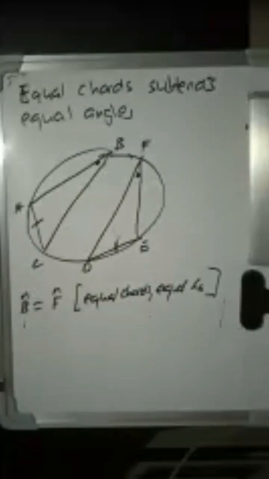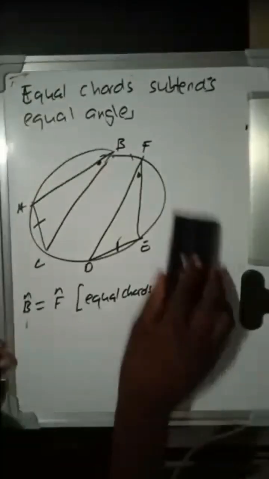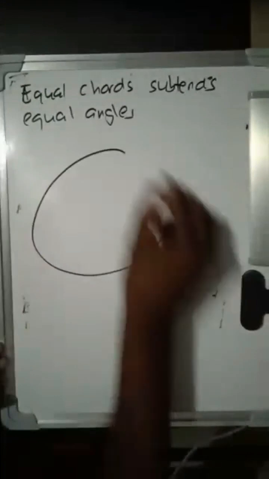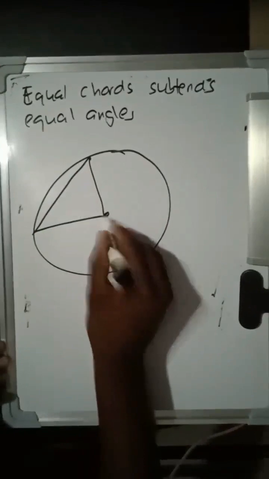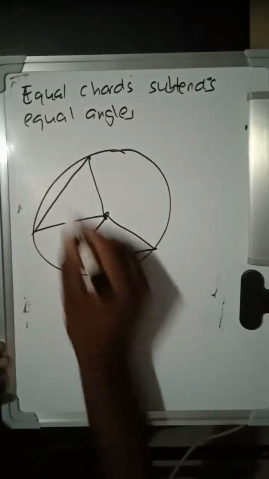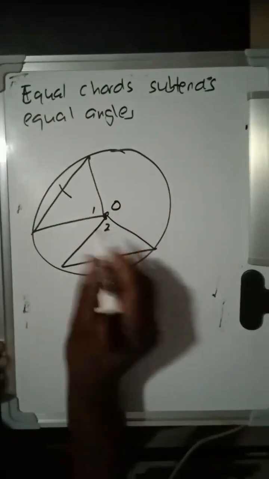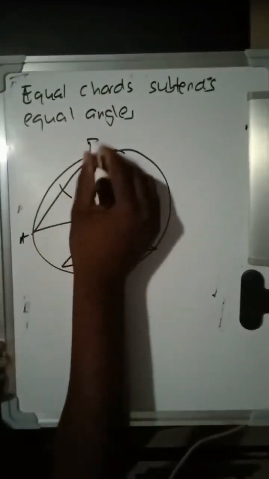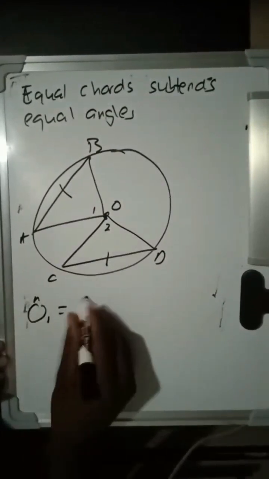Okay, what do we mean by that, guys? You're gonna see on the video, because now I'm trying to cover my time. Okay, what we mean by that is that if we are having a circle, then we are having a chord that is subtending an angle at the center, right, like that. I'm told that this chord and this chord are equal. Then this is O1, O2. Then A, B, C, D. It means angle O1 is equal to angle O2.